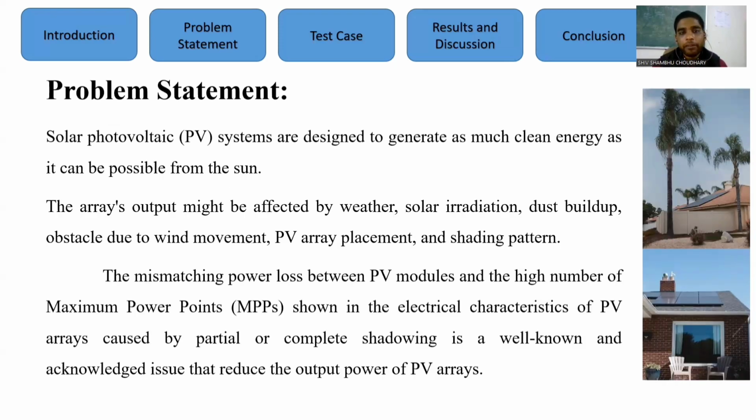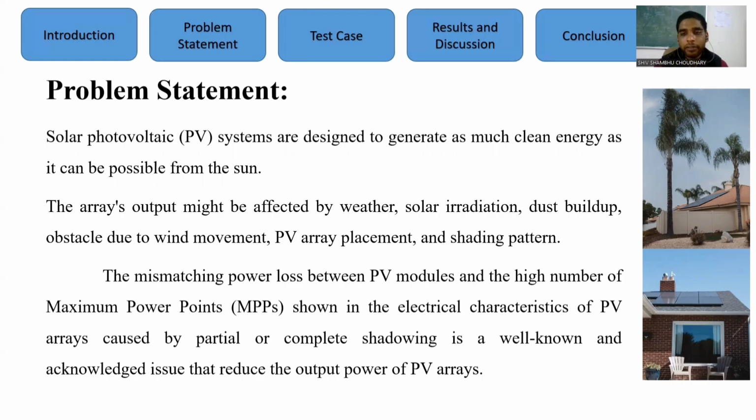Coming to the problem statement, solar PV systems are designed to generate as much clean energy as possible from the sun. The array output, whether we want it or not, is affected by many parameters such as weather, solar irradiation variation, dust buildup, obstacles due to wind movement, PV array placement, and shading patterns.